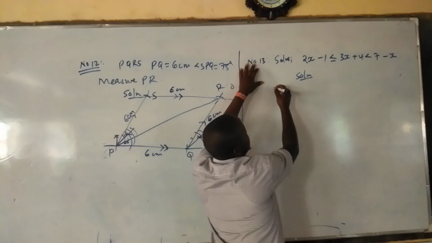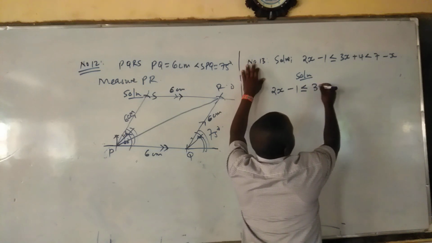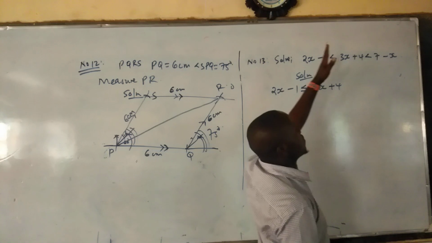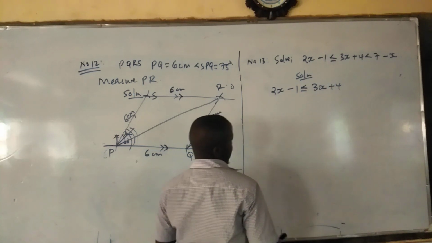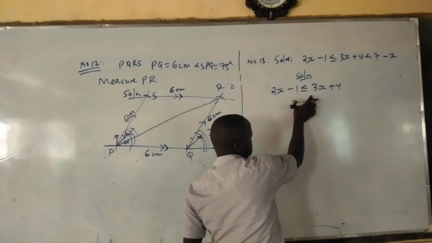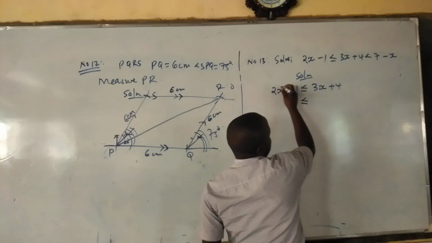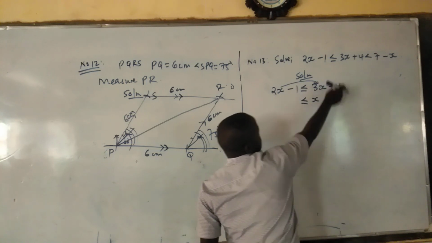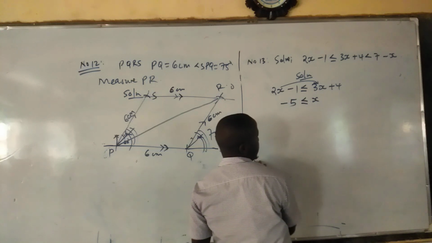Therefore, the first one runs from 2x minus 1 less than or equal to 3x plus 4. So the first one runs up to just before the second inequality symbol. So we can first of all solve this one. 3x, when 2x comes here, we minus. So we just remain with x. Then minus 1, when 4 comes to this side, it's a minus. So minus 1 minus 4 gives minus 5, like that.